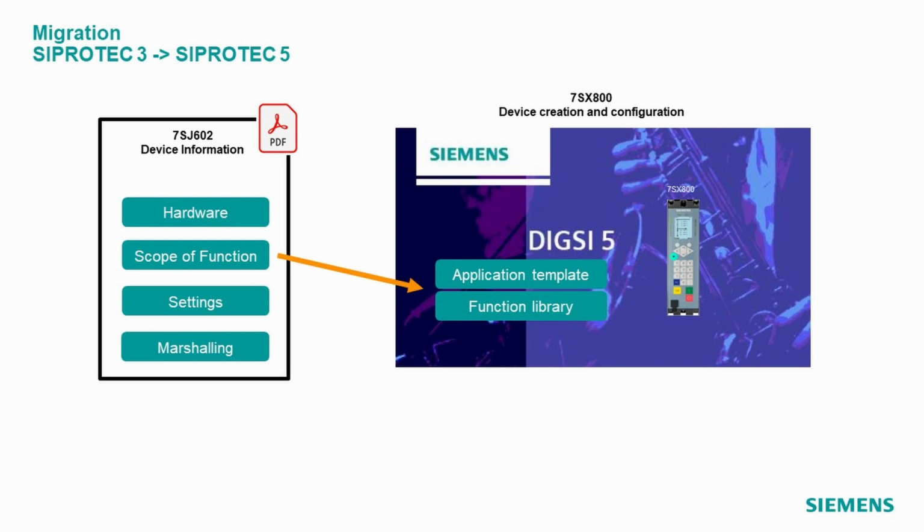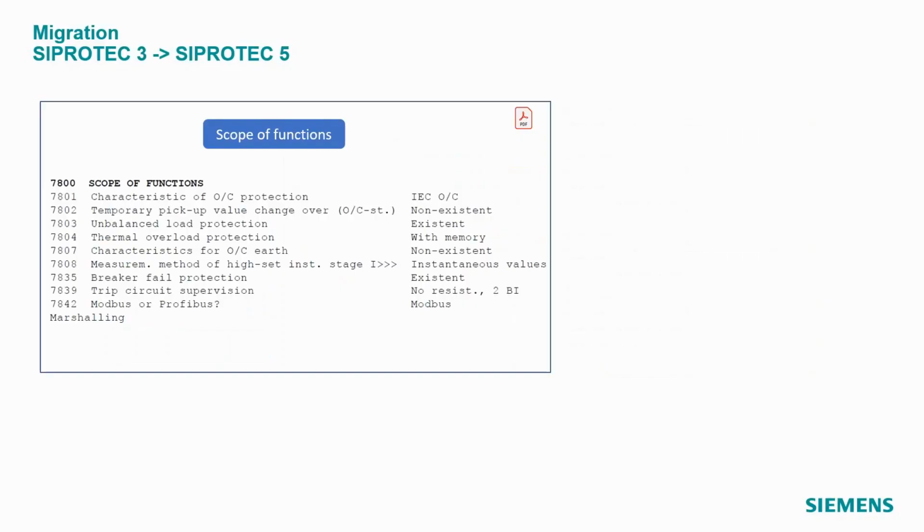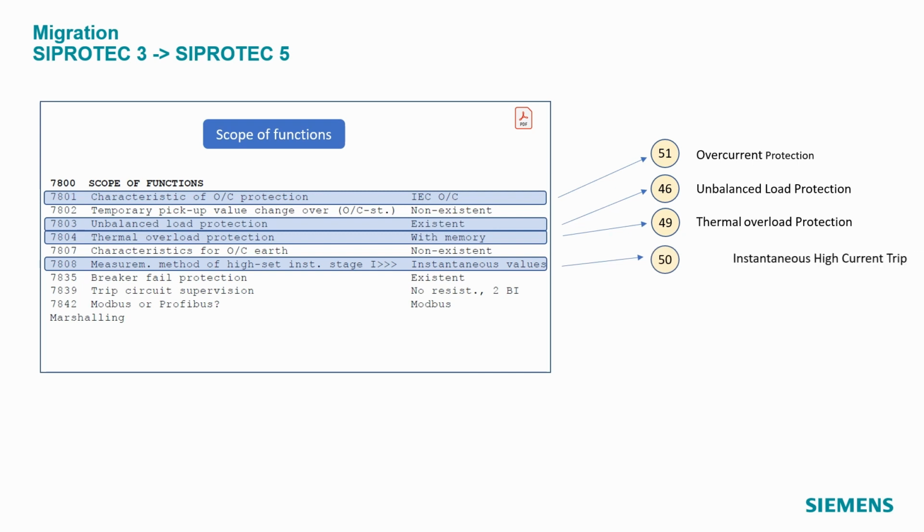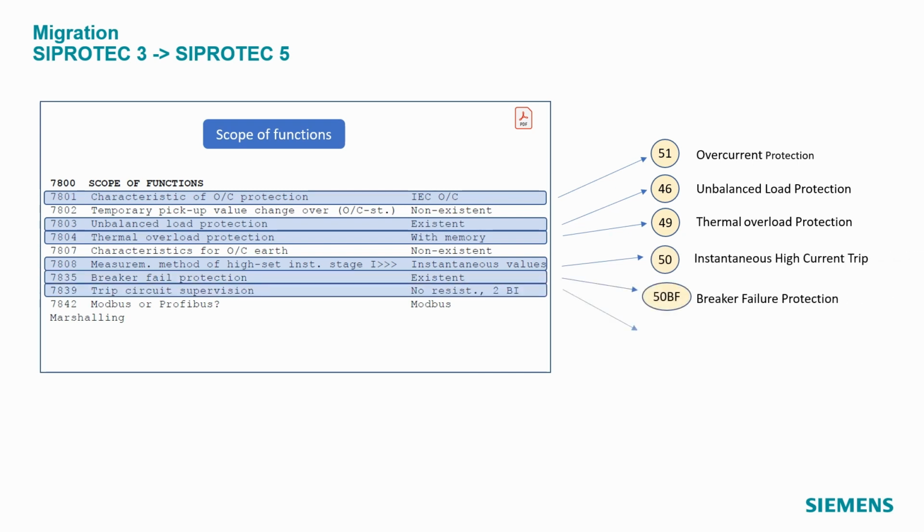In our example, the 7SJ602 functions are stored in the generated PDF file in blocks 7800 and 1300. In detail, these are: overcurrent time protection with 2 independent stages and 1 dependent time stage, unbalanced load protection, thermal overload protection, instantaneous high current protection, breaker failure protection, and trip circuit supervision.